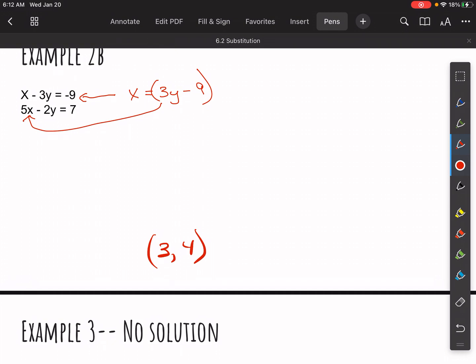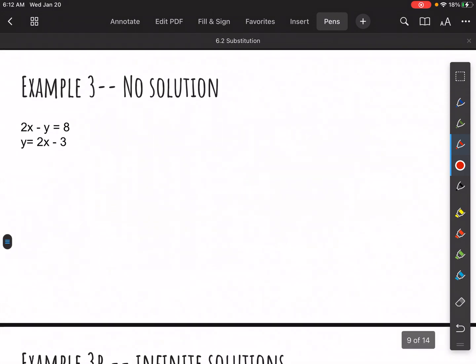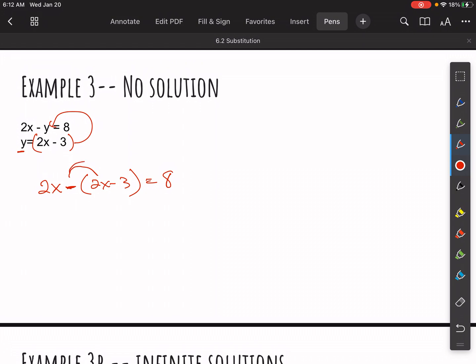All right. Example 3 is a no solution problem. Let's see what happens when we do this one. Notice they've already solved for y, so we're going to take that, plug it in here, and take a look at what this looks like. So it's 2x minus (2x minus 3). Make sure you use parentheses, is equal to 8. If you have a minus sign here, that means it's going to change all of the signs inside of here. That's why parentheses are so important.